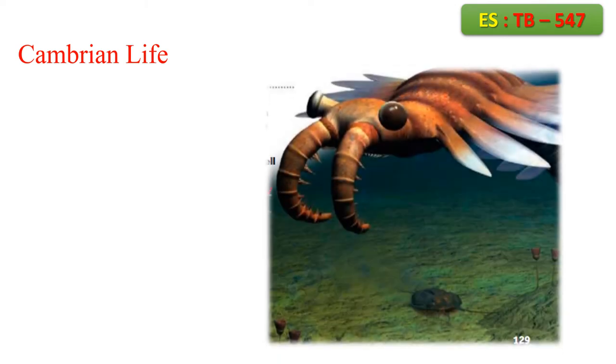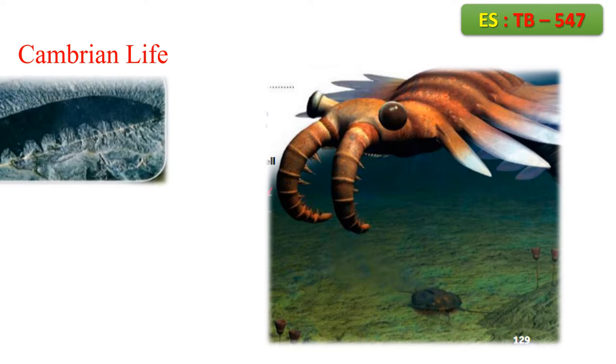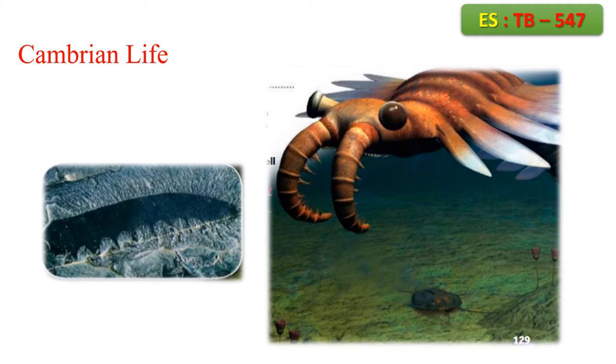Cambrian life. The photo shows a fossil of a Cambrian organism called Anomalocaris. The illustration shows one artist's idea of what Anomalocaris looked like. The fossil tells you what Anomalocaris looked like. Look at the diagram. Anomalocaris had many small segmented organisms.